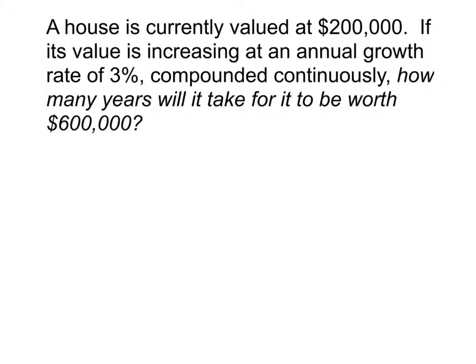This is going to be the last problem that we do together today. Now, of course, it looks very similar. All the information I've given to you here is basically the same. The house is worth $200,000. It's increasing at 3% per year, compounded continuously. The difference is we're going to be trying to figure out how many years will it take for it to be worth $600,000. So carry through a lot of the same information, but write down now what we've changed, and then we'll see how we address it and actually do it.